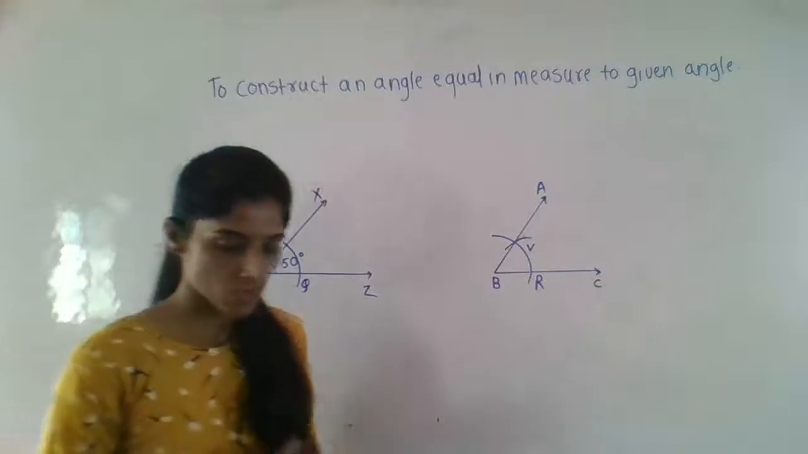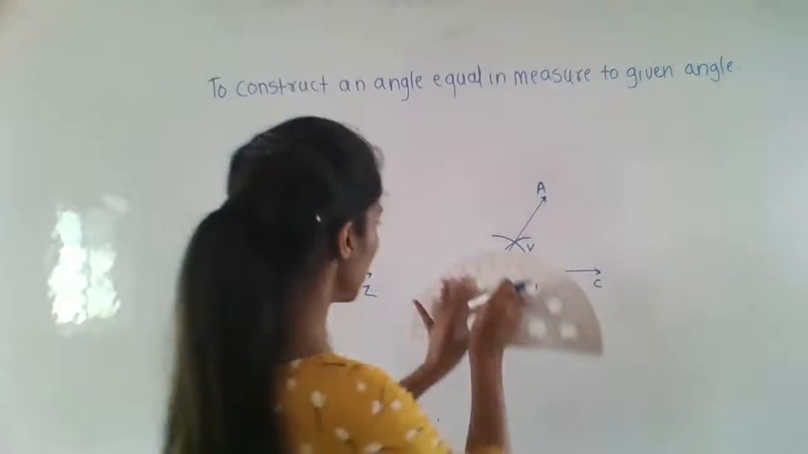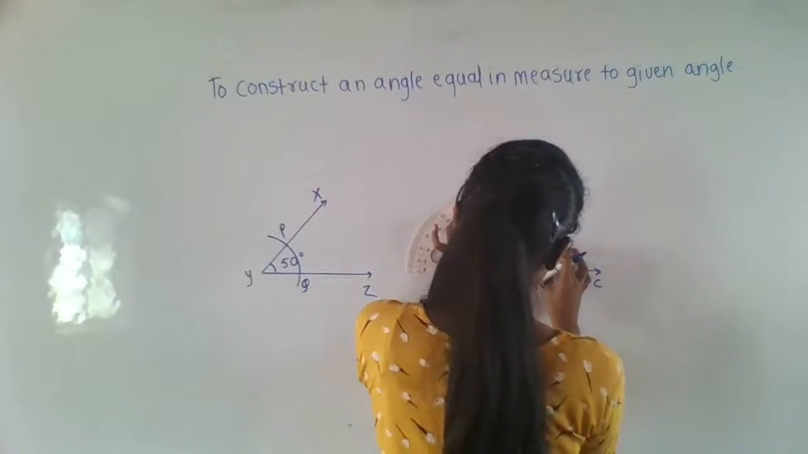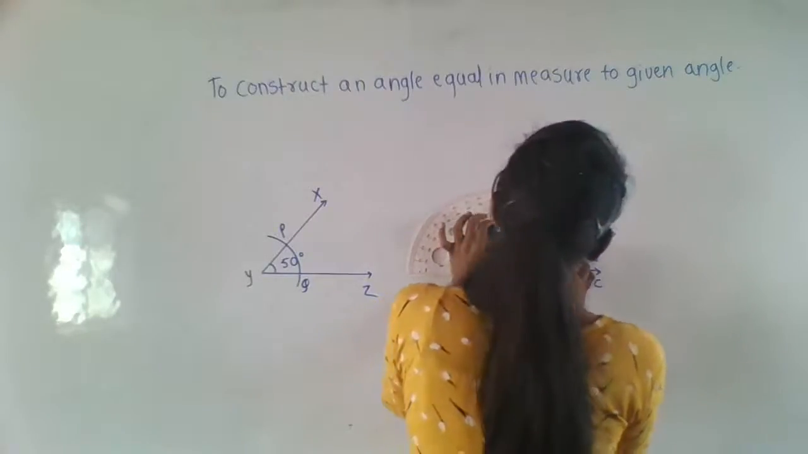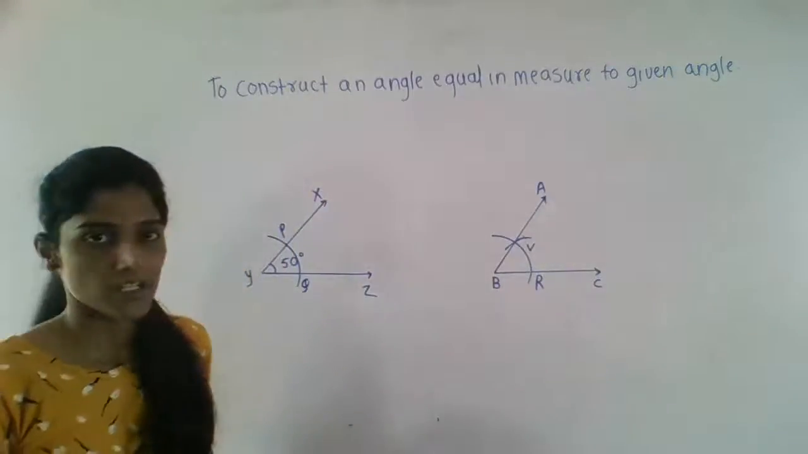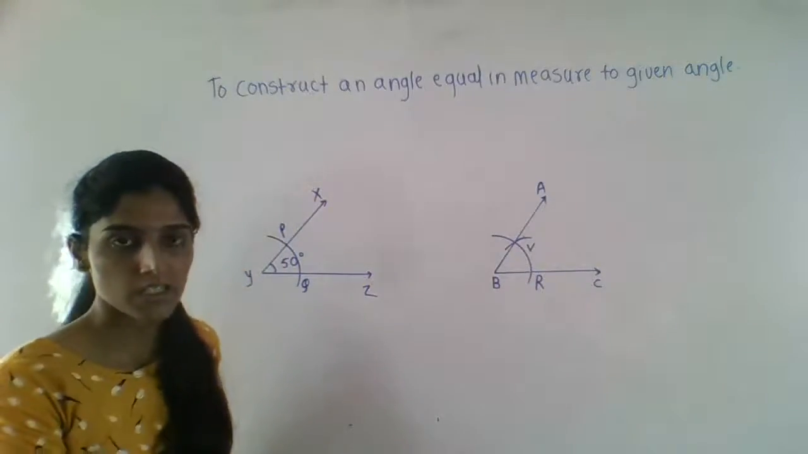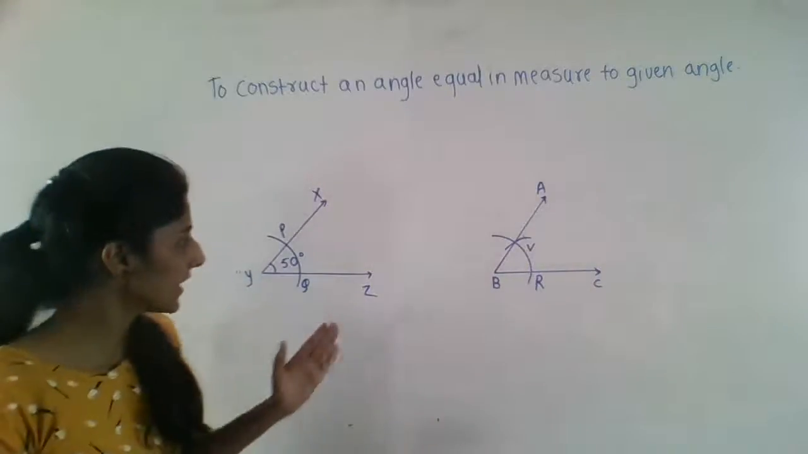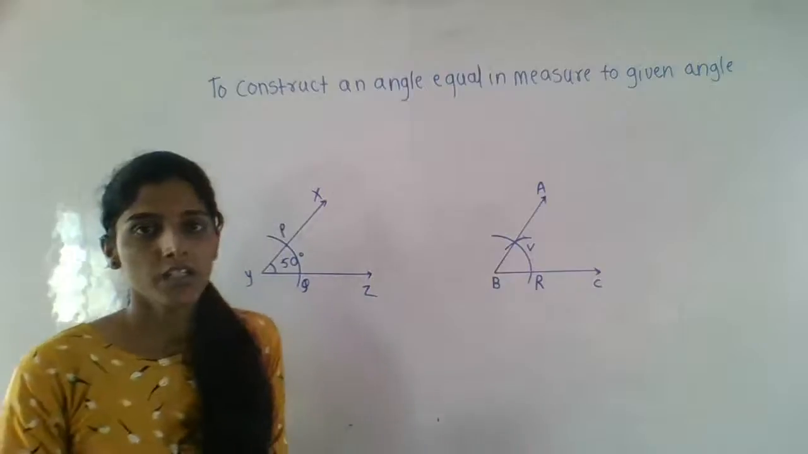You can measure by using a protractor. Verifying this. So this is our angle of exactly 50 degrees. Understand how to construct an angle which is equal in measure to the given angle.